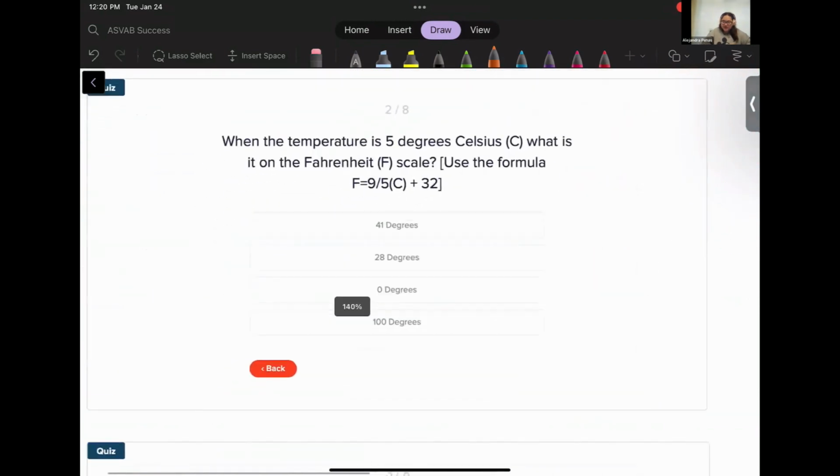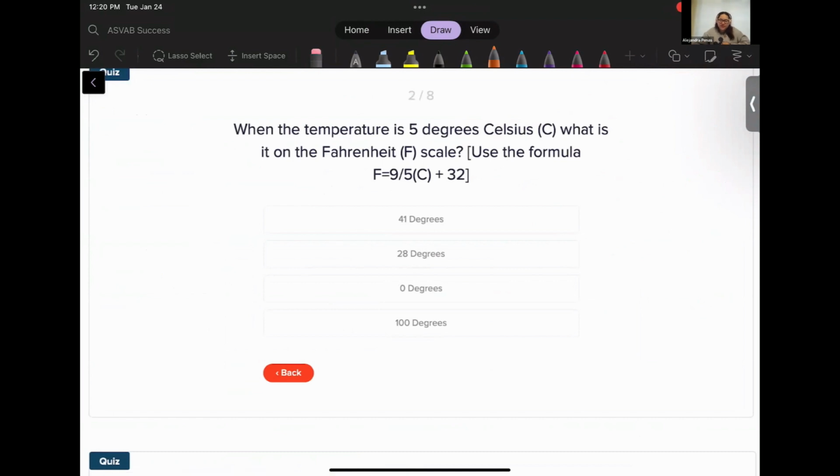So this next one that we have here, it says, when the temperature is 5 degrees Celsius, what is it in Fahrenheit scale? And they do give you the formula. So this one's pretty obvious, but I'll ask you guys, what type of question do we have here?